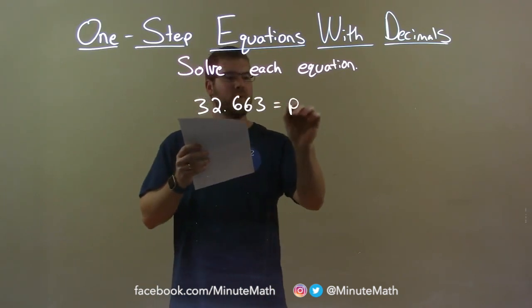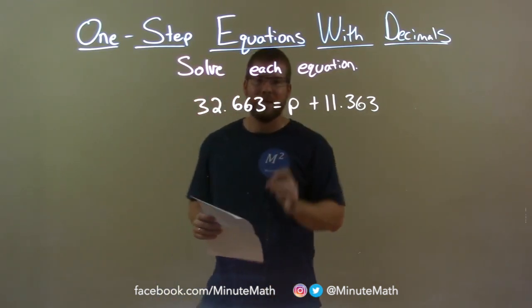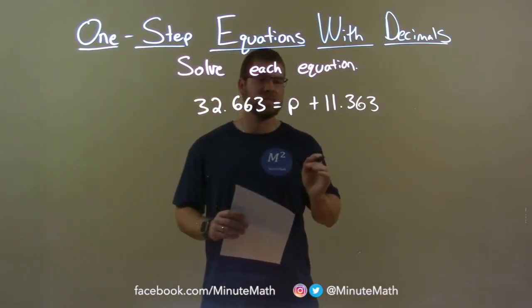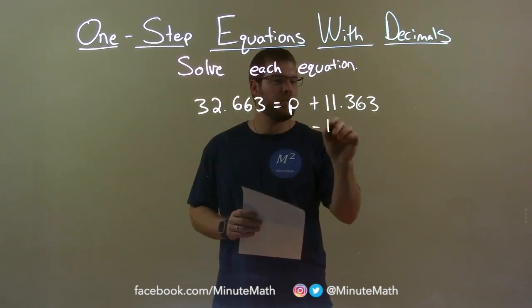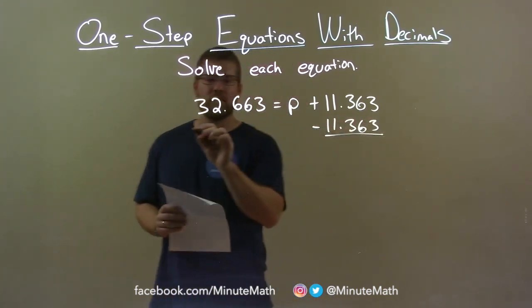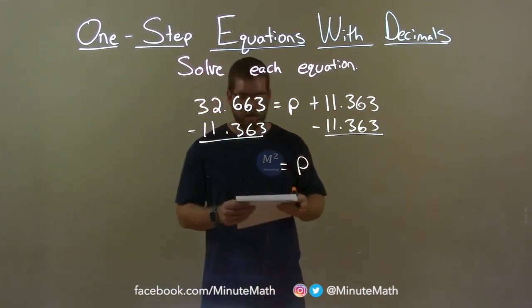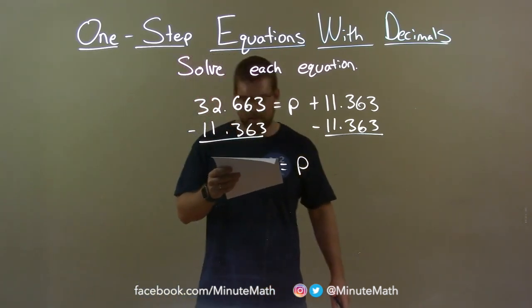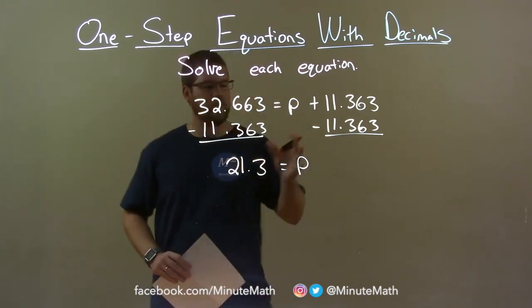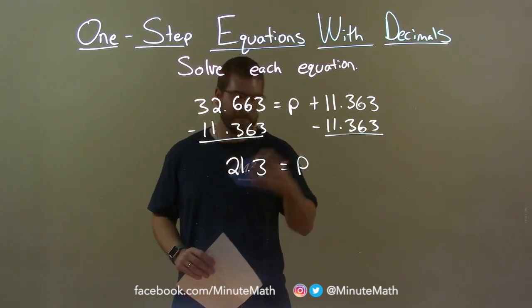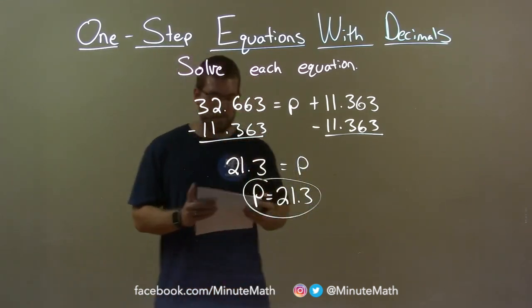32.663 equals p plus 11.363. Now I want to solve for p here. So I am adding 11.363. And so to get rid of that and bring it over to the left, I have to do the opposite of addition, subtraction. So we subtract 11.363 from both sides. This gives me p by itself on the right, and on the left, 32.663 minus 11.363 is 21.3. Now, I have p by itself. You can write p first to make it nicer. And so our final answer is p equals 21.3.